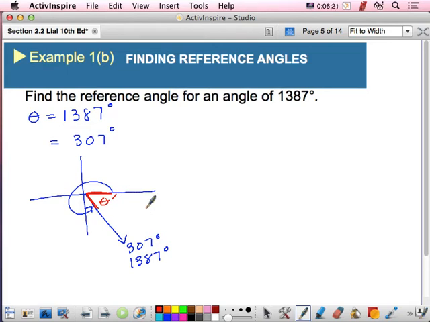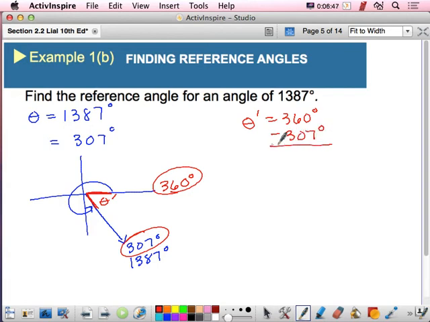The nearest x-axis to 307 has a measure of 360. And so you simply subtract this one and this one, and that will tell you how much is trapped between them. And you want it to be positive, so always do bigger minus smaller. 360 minus 307 is 53 degrees. That is your reference angle.